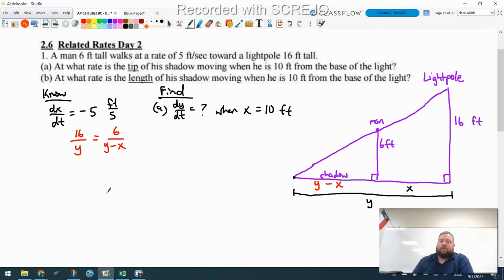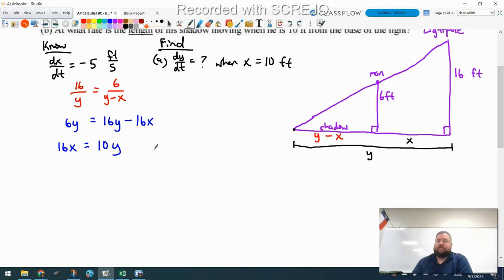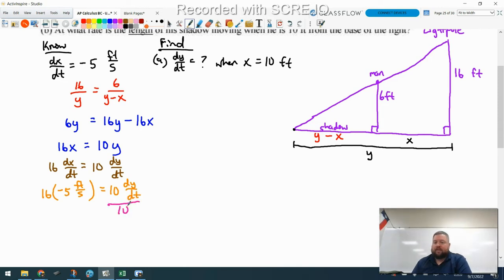We can do a little bit of algebra before we take the derivative. We can cross multiply. 6y is equal to 16y minus 16x. I'm going to add the 16x to this side, and I'm going to subtract 6y over here. Now we're ready to take the derivative. So we get 16 times dx over dt, and that's equal to 10 times dy over dt. We know that dx over dt is negative 5 feet per second. And then we have our 10 dy over dt. So we should be able to divide to get dy over dt.